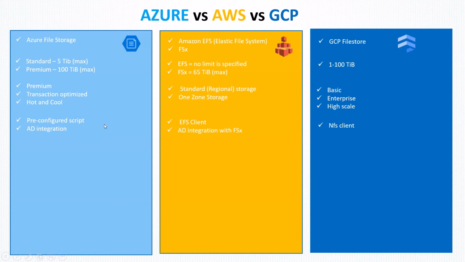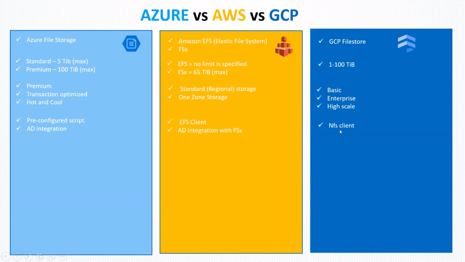With AD integration, you can go with the on-premises AD, or else you can go with the ADDS service of Azure. In AWS, you have to use the EFS client. You have to configure the EFS client to mount the drive. For FSx, you need to do AD integration.